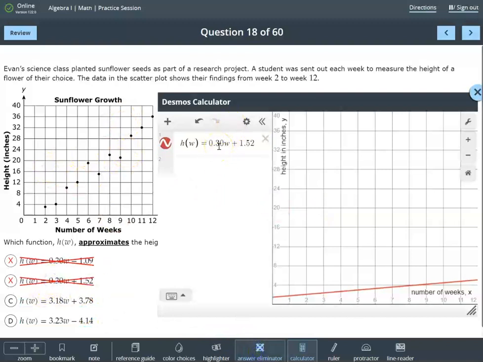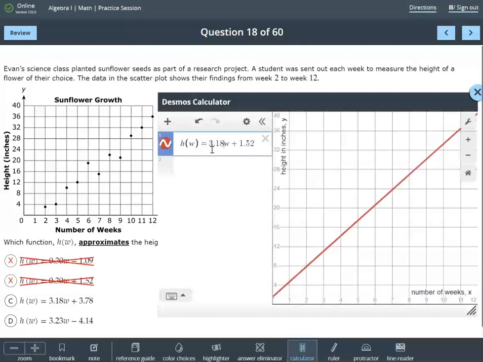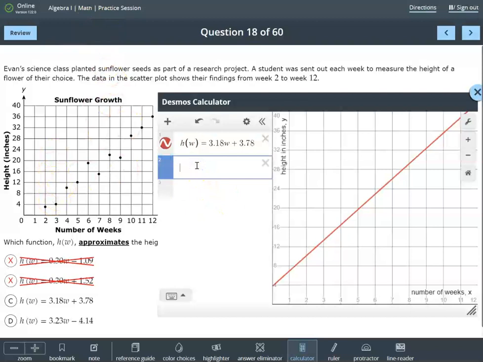Let's go ahead and look at answer choice C. Now our slope is much steeper on this one, so I'm expecting this one to look a little bit better. So 3.18W plus 3.78. And that one looks pretty good. If I had to guess, that's probably going to go right through the middle of those points pretty well. But just to be on the safe side, let's type in the last answer choice and see what that one looks like.